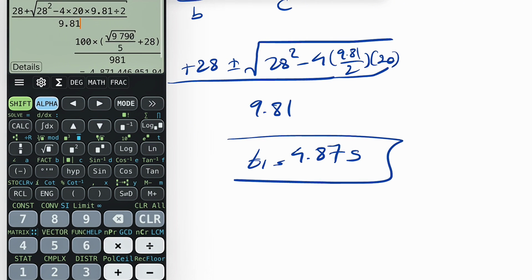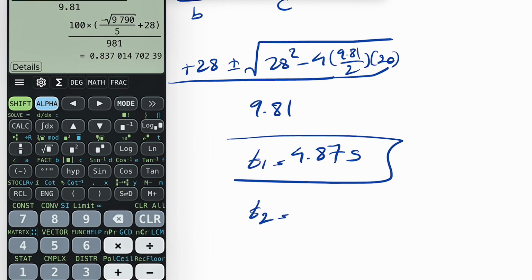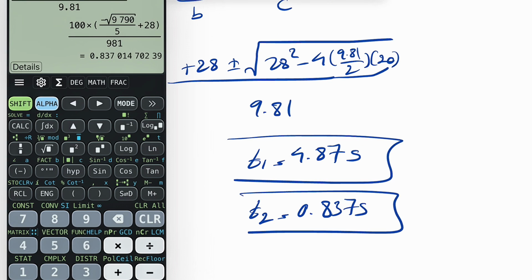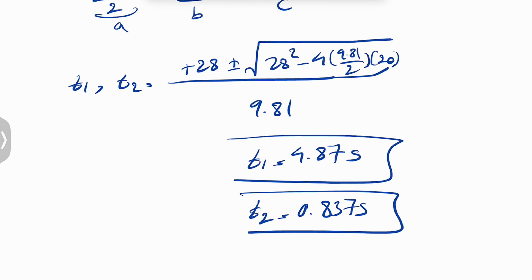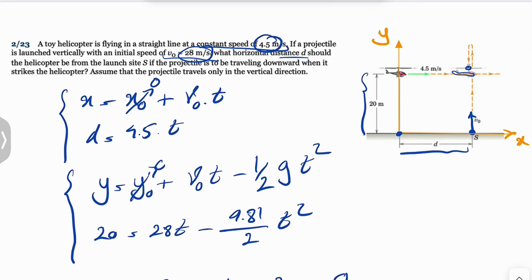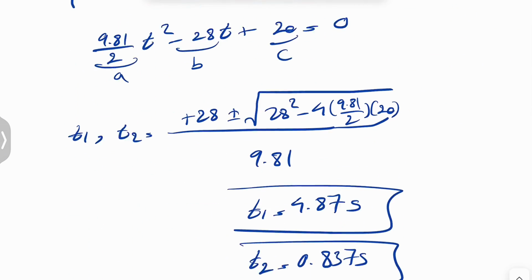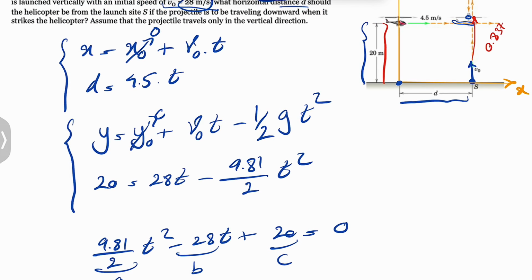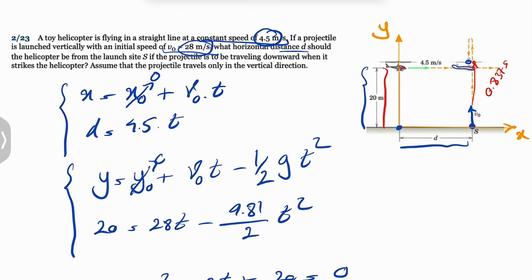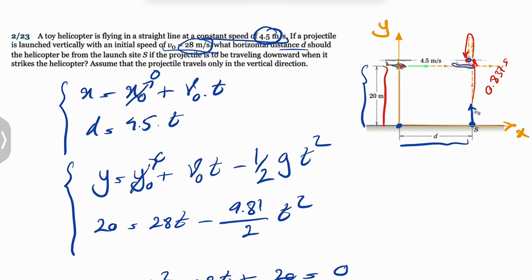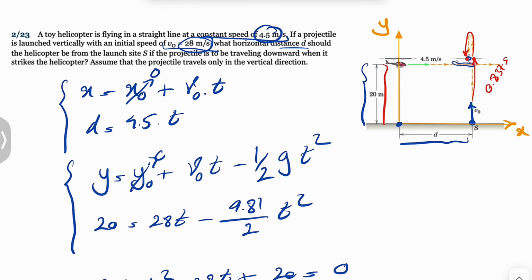And if we go with the minus sign, this is going to be the second t that we have, 0.837 seconds. So we have two different times in here, and we need to figure out which one we use. The reason we got two times is that reaching this height happens at two different time points. The first one is when the projectile is going up. That's the shorter time, which we found is 0.837 seconds. After that, it's going to go up and come back to this point again, and that time is 4.87.